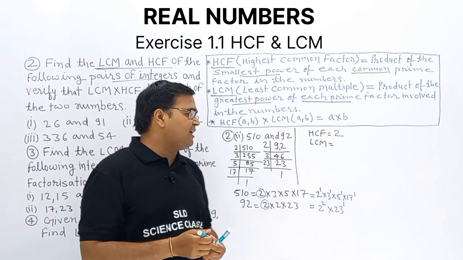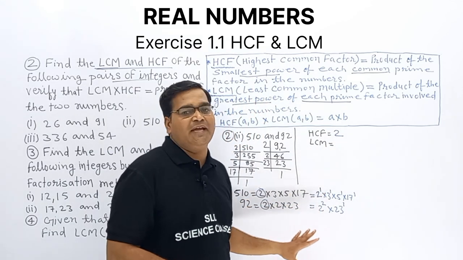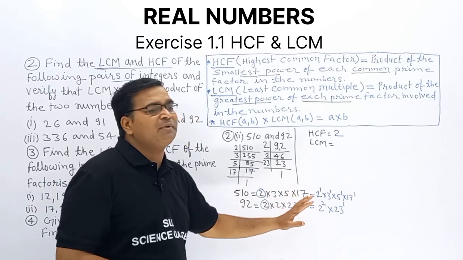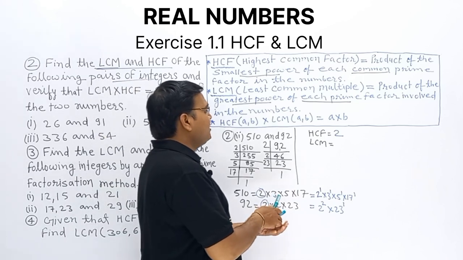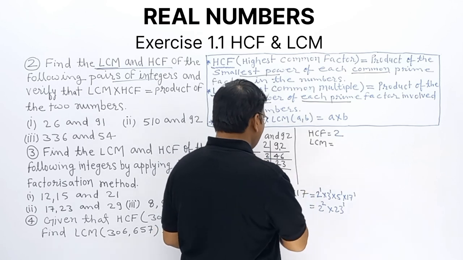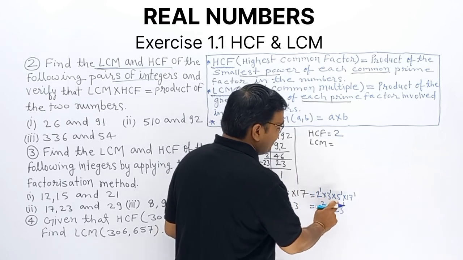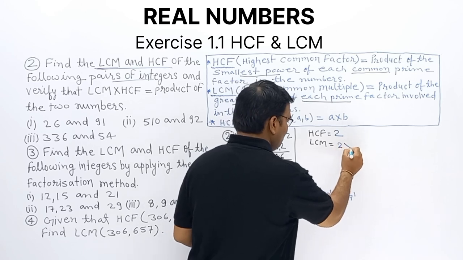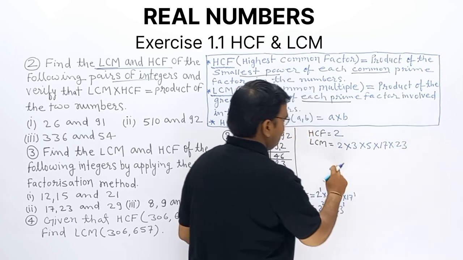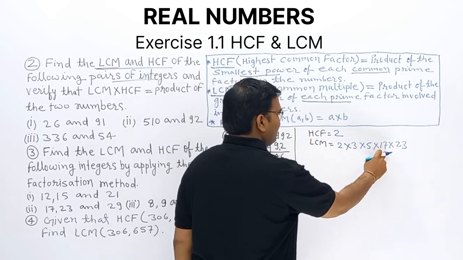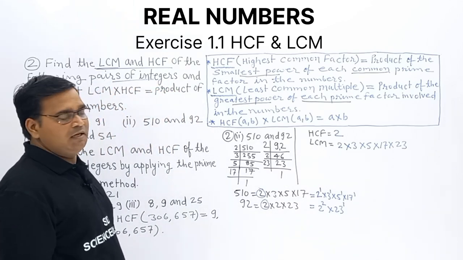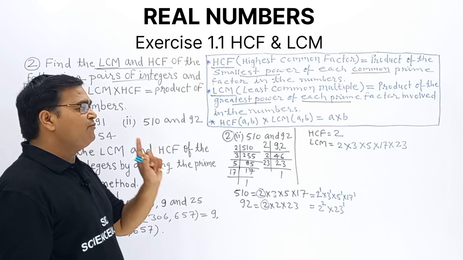And LCM निकालने के लिए जो भी प्राइम नंबर्स इन्वॉल्व हुए हैं, इन नंबर्स के जो प्राइम फैक्टर्स हमने निकाले, उनमें जो भी प्राइम नंबर्स हैं उनको 1 टाइम लिखेंगे. Write 1 time the prime numbers involved in the numbers. इन नंबर्स के अंदर जो भी इन्वॉल्व हुआ है, 2 हुआ, 3 हुआ, 5 हुआ, 17 हुआ और 23, 1 टाइम. 2 into 3 into 5 into 17 into 23. Observe, 2, 3, 5, 17 and 23. These prime numbers are involved in these 2 numbers. Only 1 time we are writing.